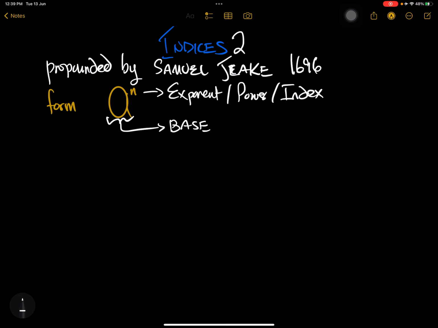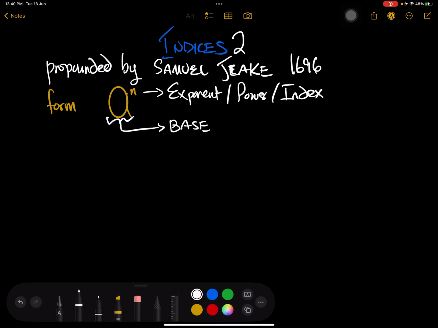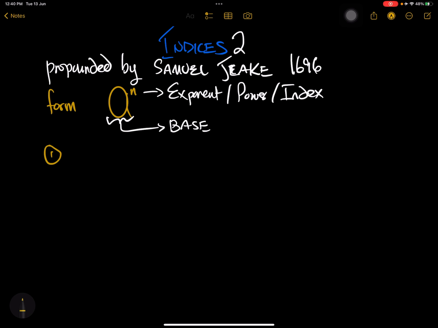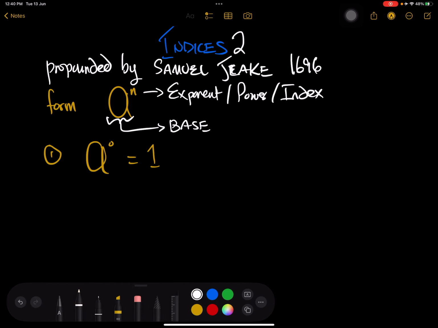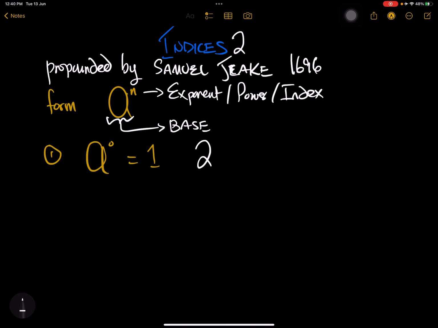So we're going to continue from where we left off, and we looked at the laws and properties of indices. The first law we said was that if you have an index in the form a to the power of 0, it is always equal to 1. And we looked at an example: if you have 2 to the power of 0, it will give you 1. A million to the power of 0 will also give you 1.